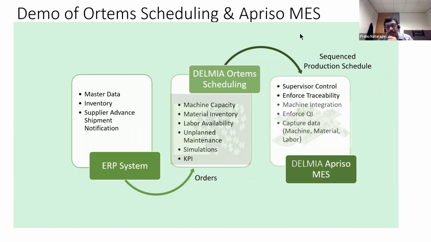In the Delmia Apriso manufacturing execution system, we're going to be looking at how a supervisor is able to control what his people on the floor are going to do. Rather than flood them with a bunch of orders for the entire month, it's going to be very day oriented, right? And they're going to see only the orders that they need to produce for that day or for that shift.